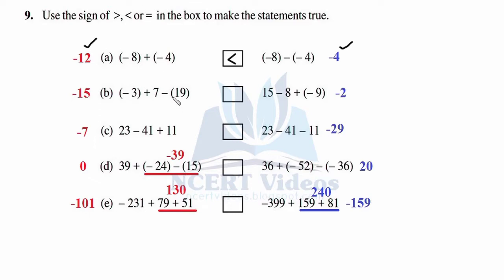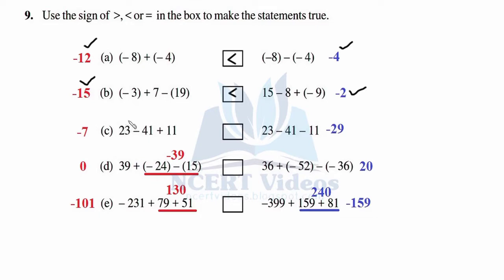Okay. Now question number 2. Minus 3 plus 7 minus 19. Minus 19 minus 3 is equal to minus 22, plus 7, so it is minus 15. On the other side, 15 minus 8 plus minus 9, again negative negative, so minus 8 minus 9 is minus 17. So 15 minus 17, we will get minus 2. Now out of minus 15 and minus 2, which is greater? Minus 2 is greater. So minus 15 is less than minus 2.